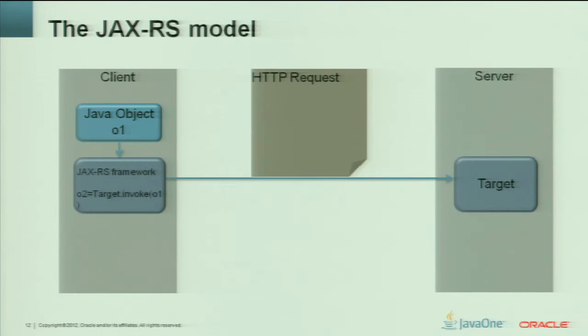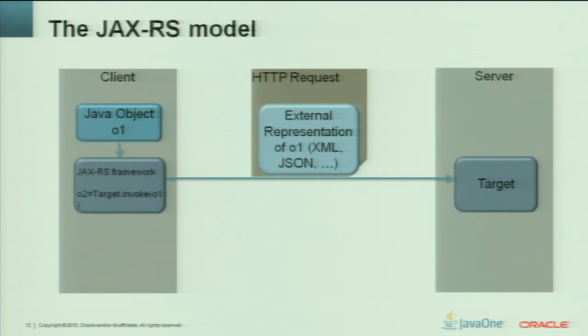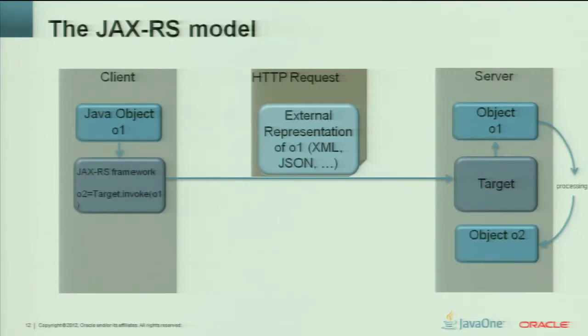So we just do an HTTP request to the target, and we get an external representation of O1 in a form that the server understands. So it could be XML, it could be JSON, it could be binary, it could be anything. Then on the target, the server decodes or demarshals the object. It has the object O1 again. It can do something with it. It processes it. And at some point of time, it has a return object, O2.